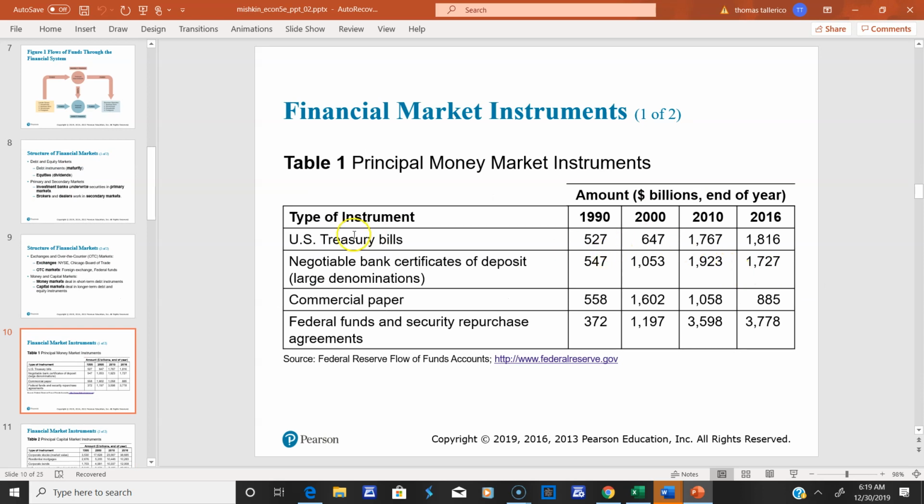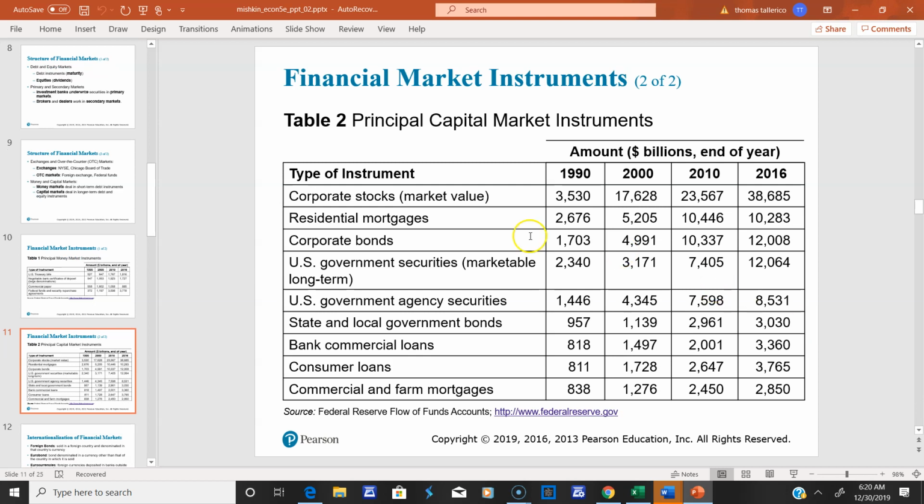So here are some money market instruments, as I mentioned. Here are treasury bills, and here are bank CDs. And here's the commercial paper market, where companies will take short-term loans from each other, and there'll be an intermediary. There are dealers who deal in commercial paper. So here are some capital market instruments, right? Stocks, mortgages, bonds. These are capital market government securities, large bank commercial loans, and this is the dollar amount here.